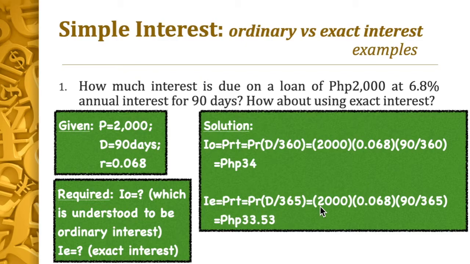Actually, it's 5342465 something something. Let's just round it up to the nearest centavo. So it's 33 pesos and 53 centavos. So this is the answer for number one, and this is our answer for ordinary and for exact.